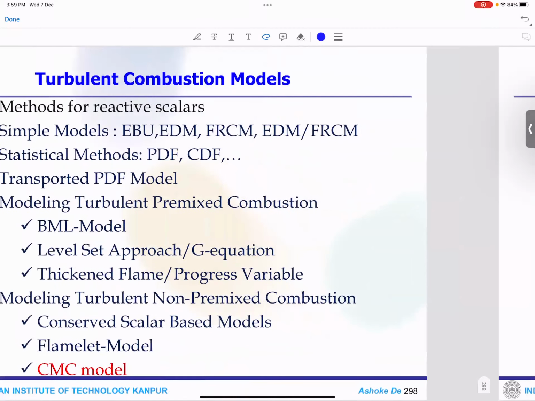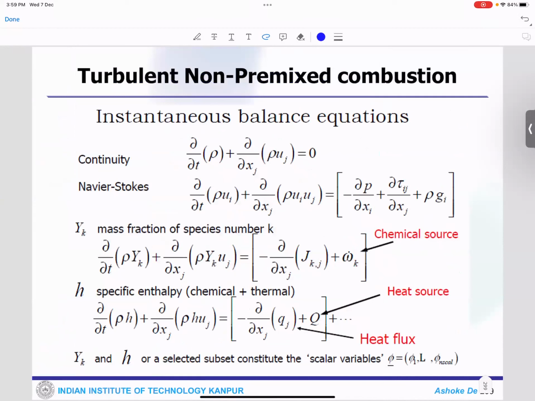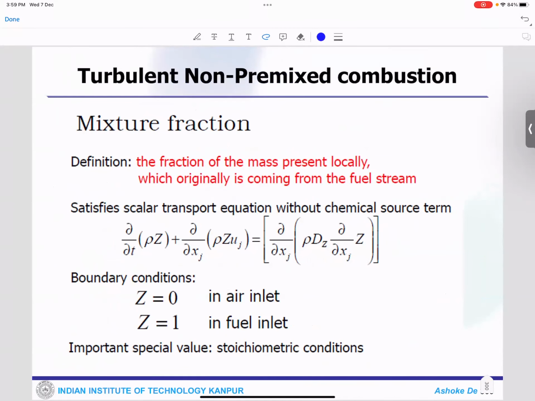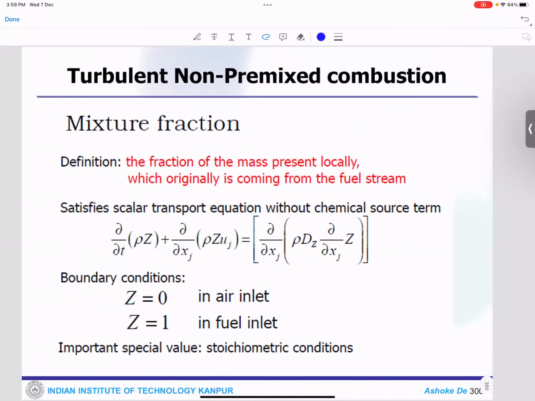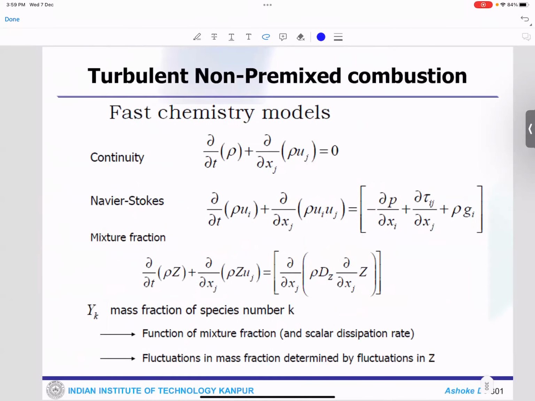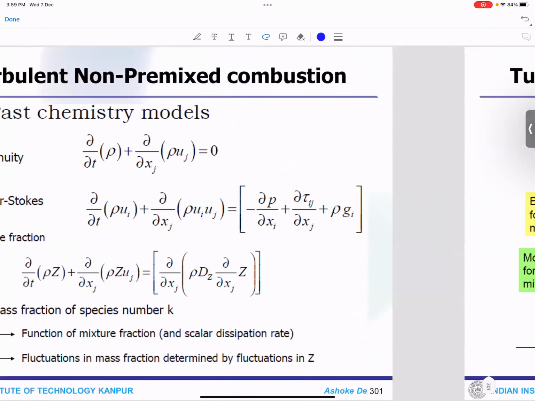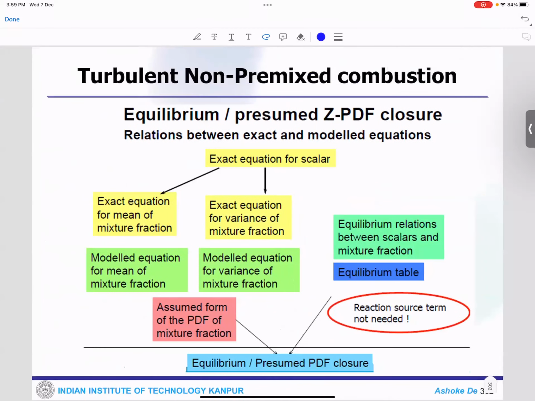called the conditional moment closure. So here you have this instantaneous balance equation and the unclosed term. You have this mixture fraction base, which we have already talked about. With fast chemistry, you now have the exact and modeled equation. So either you can have the equilibrium flamelet or you can have the strain flamelet. That is what you do.